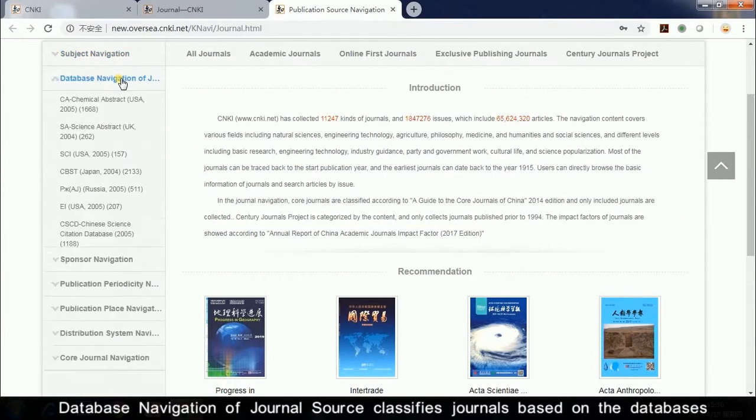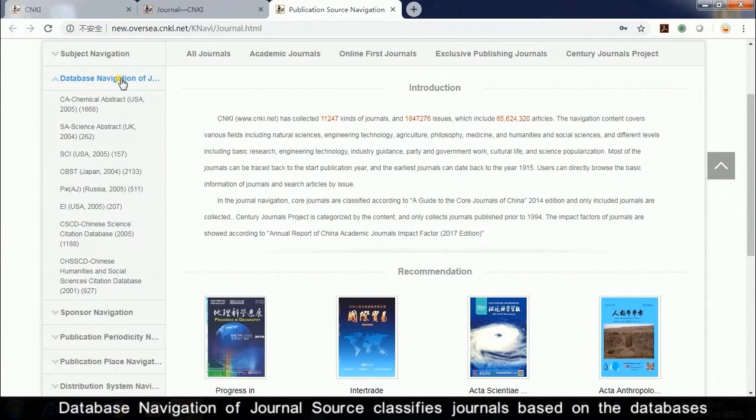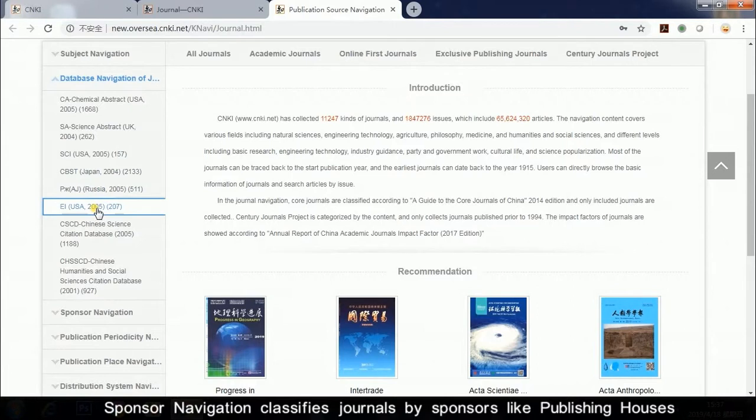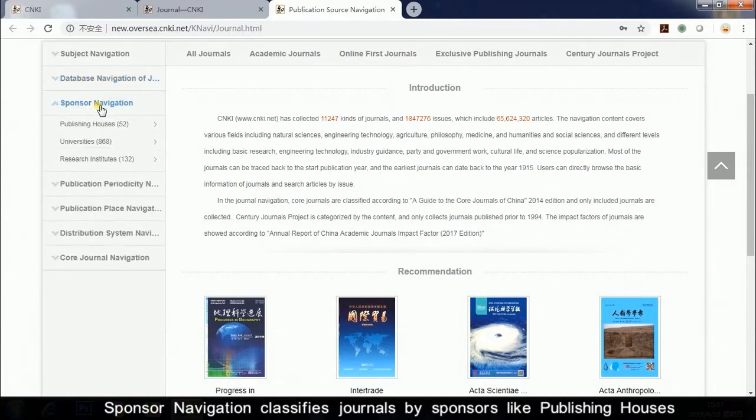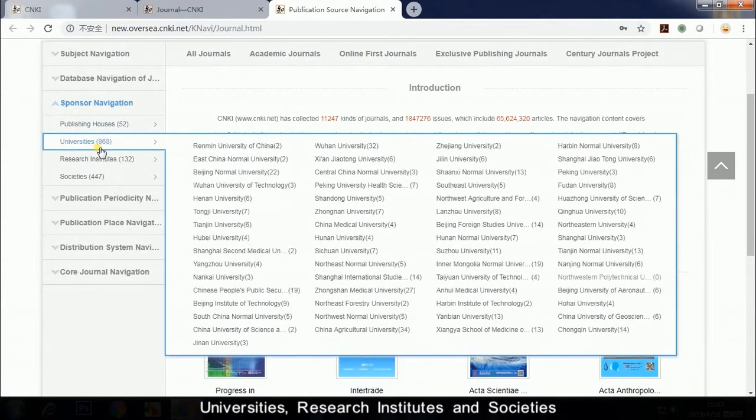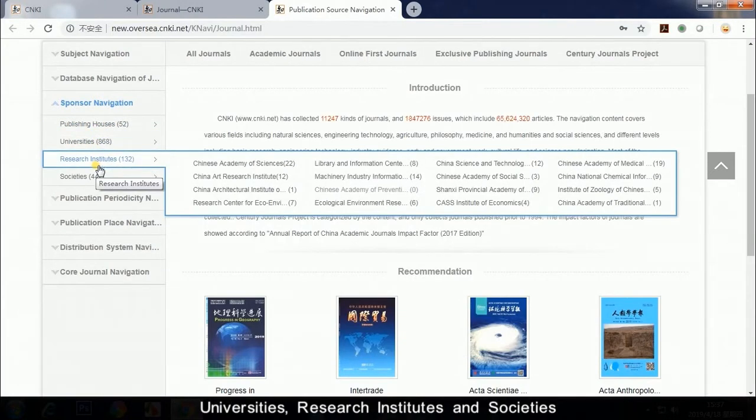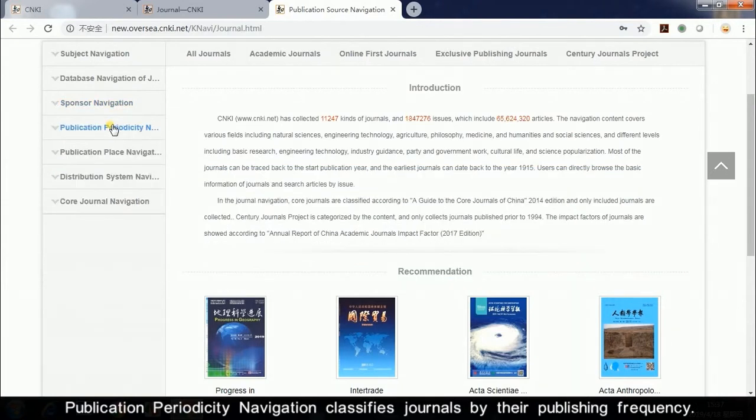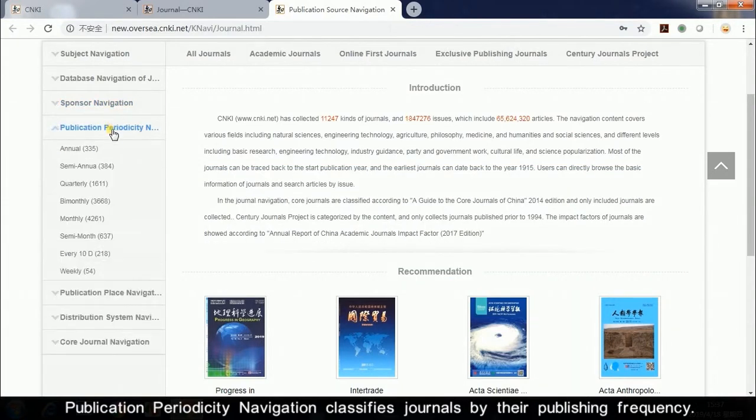Database navigation of journal source classifies journals based on the databases or indexes abroad they are included in, such as Chemical Abstracts, Science Abstracts, and etc. Sponsor navigation classifies journals by sponsors like publishing houses, universities, research institutes, and societies. Publication periodicity navigation classifies journals by their publishing frequency.